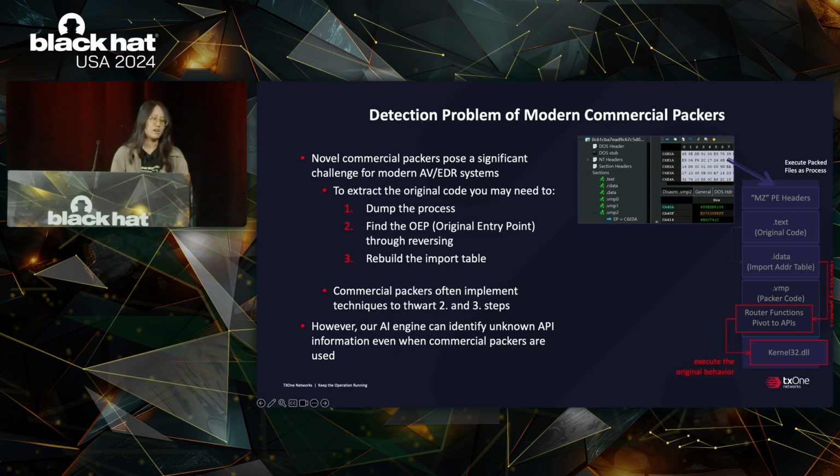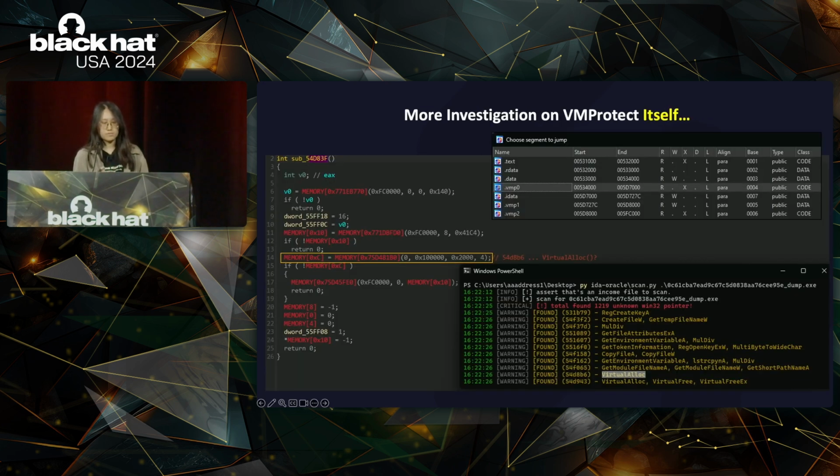So they tend to implement more techniques to stop human analysts from getting the OEP, the original entry point, and also stop them from rebuilding the import table, by using things like router functions. However, we use our engine to scan through the packed programs, and we found out that without unpacking them, we actually can get the unknown APIs that the packed program is using. So this is the first practical case that we want to show.